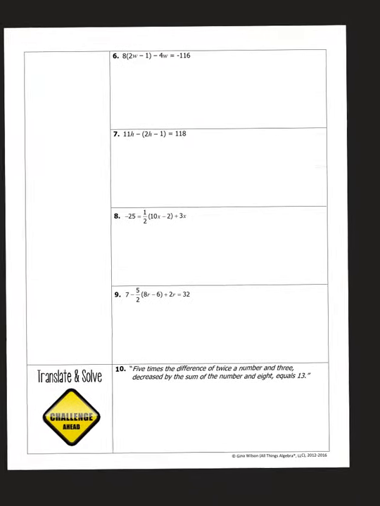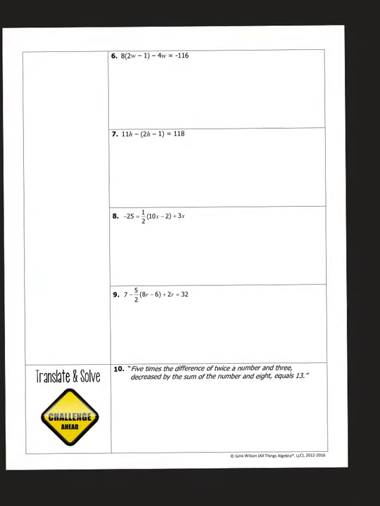Number 6. Distribute 8 times 2w and 8 times -1. 8 times 2w is 16w. 8 times -1 is -8. Minus 4w. Bring the rest down. Combine like terms.